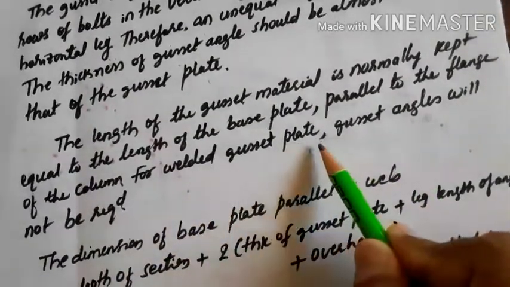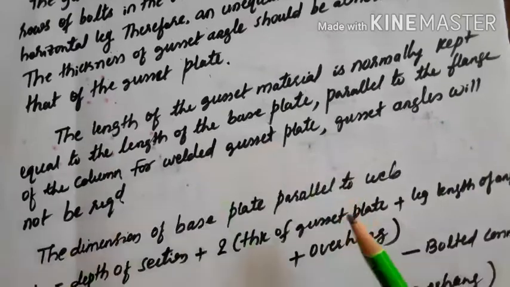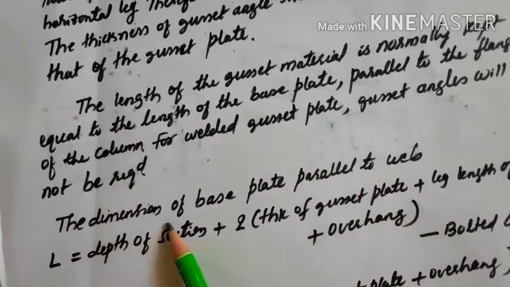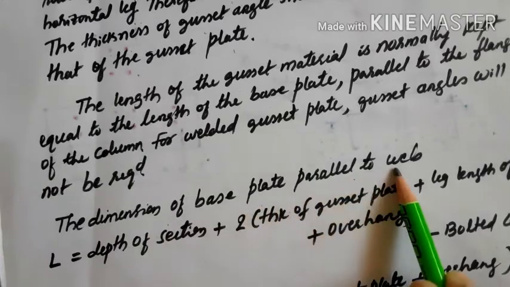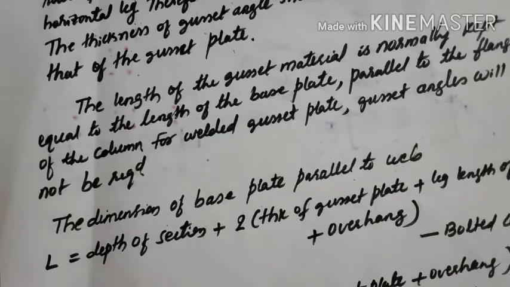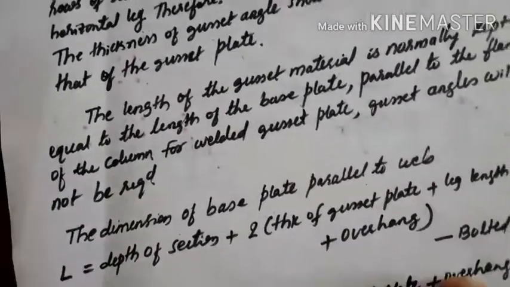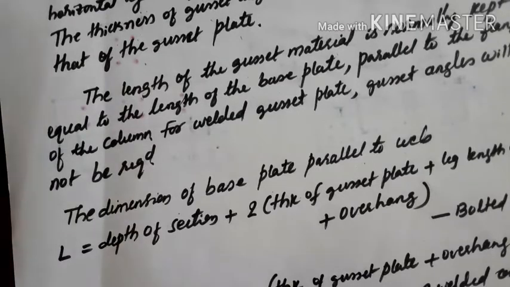Then for welded gusset plate, gusset angles will not be required. Then the dimensions of the base plate parallel to the web. How can you calculate the dimension parallel to the web? It is the depth of the section.